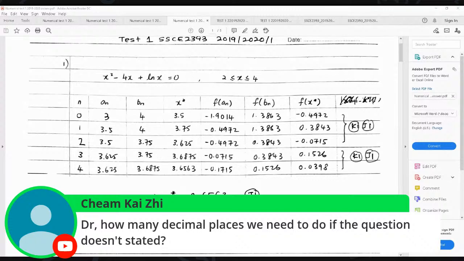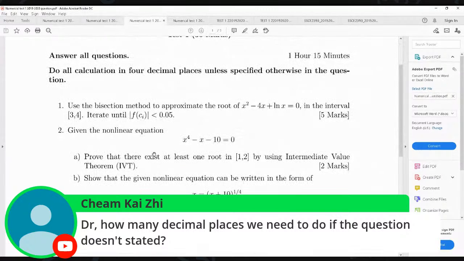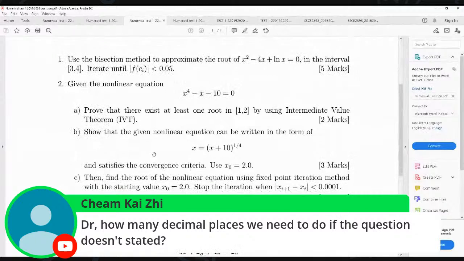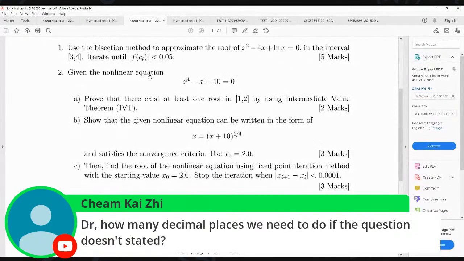Now we go to the second question. Given the nonlinear equation, chapter 1, x cubed minus x minus 10 equal to 0. Prove that there exists at least one root in the interval 1 to 2 by using the intermediate value theorem. So now, what is the intermediate value theorem? This is a question that you need to answer.